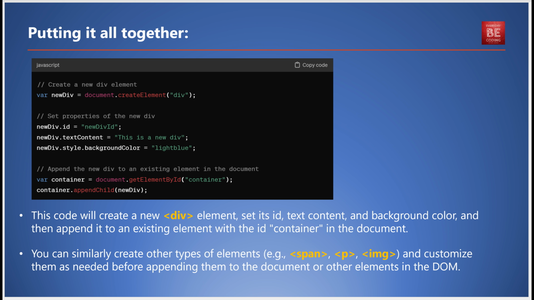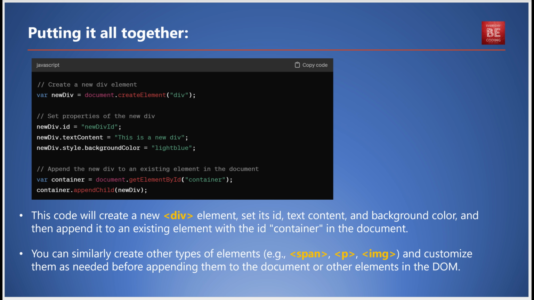This code creates a new div element, sets its ID, text content, and background color, and then appends it to an existing element with the ID container in the document. And that's it. You've just learned how to create HTML elements dynamically in JavaScript.